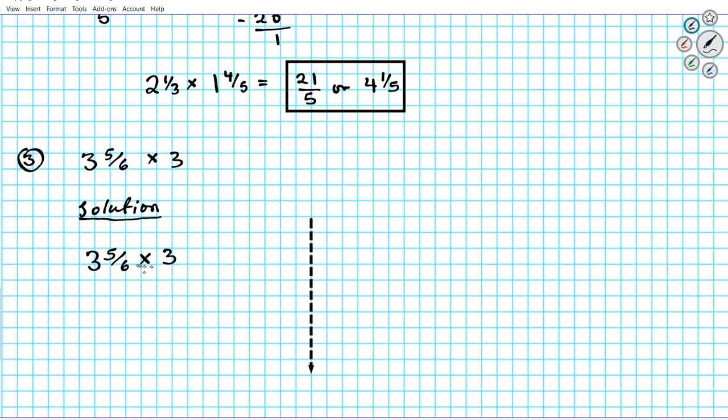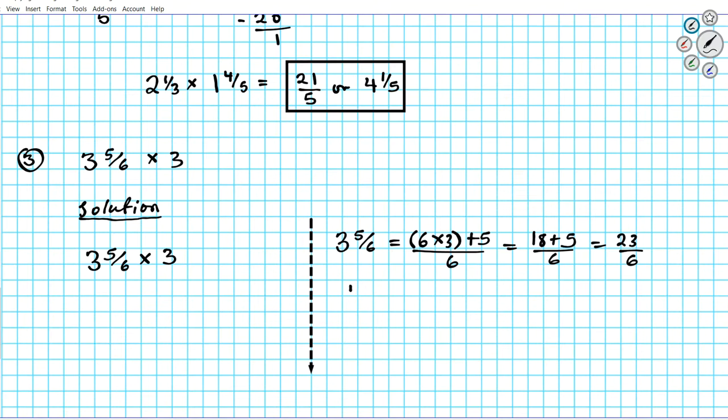The other, well, both of them are going to be improper fractions. So let's see, 5 over 6. You know the steps. Just multiply the denominator by the whole number and add it to the numerator over the denominator. So that's 18 plus 5 over 6, and that's 23 over 6. Bam. We already know how to do this. We've done this several times already.